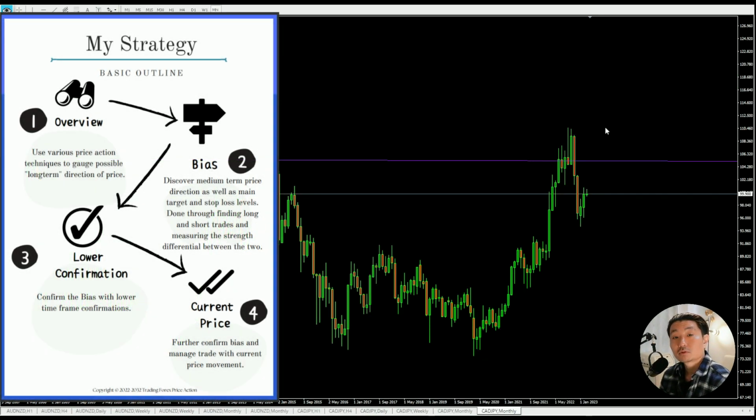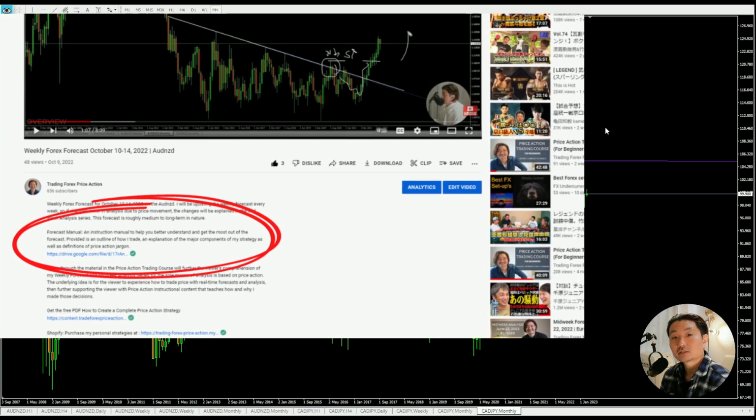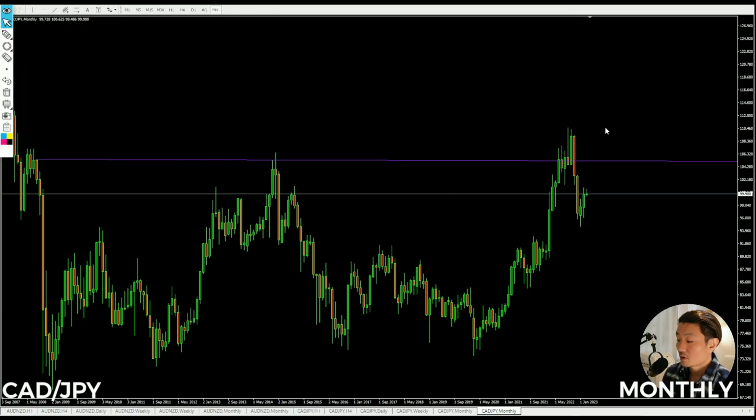Okay, and if you're having trouble understanding what I'm talking about in terms of biases and lower confirmations, check out my analysis manual, which is an instruction book to help you better understand these forecasts. All right, this is a monthly chart. We'll start off with an overview.